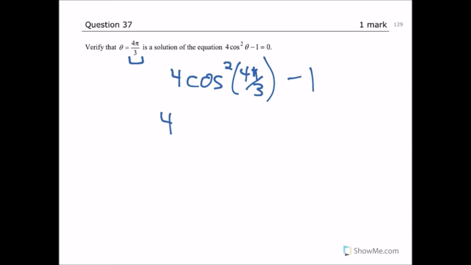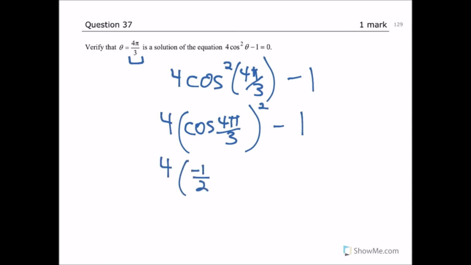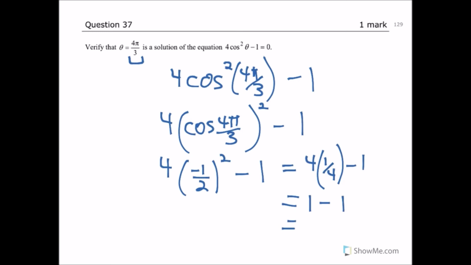Note that cos squared is the same as saying cos of 4 pi over 3, all squared, minus 1. Cos of 4 pi over 3 we know is negative 1/2. So 4 times negative 1/2 squared minus 1. That equals 4 times 1/4 minus 1, equals 1 minus 1, equals 0. So it equals the right-hand side. That's probably the easiest way, just plug it in.